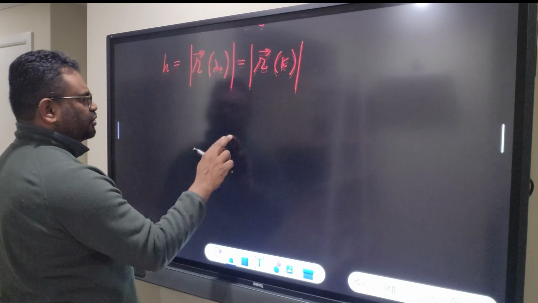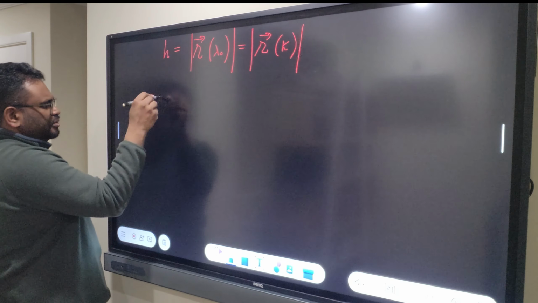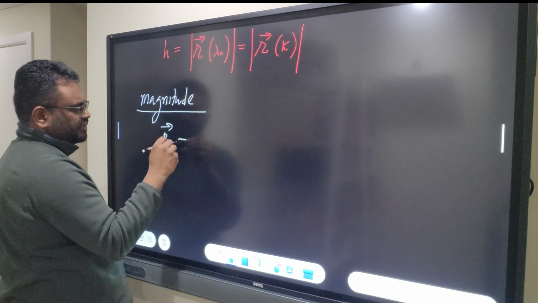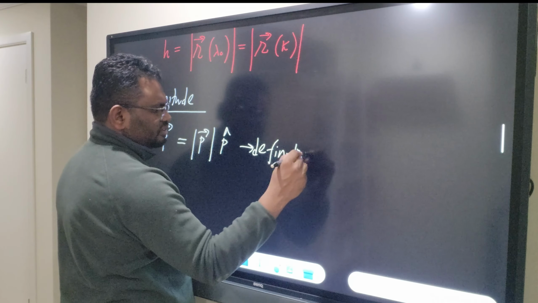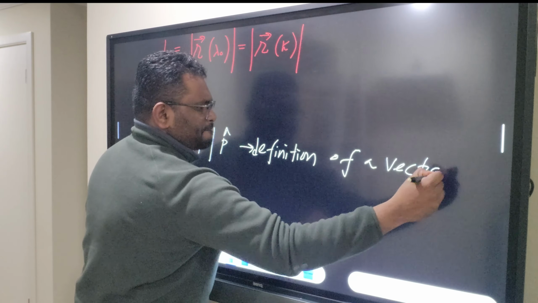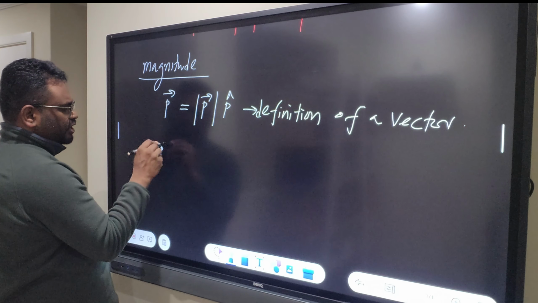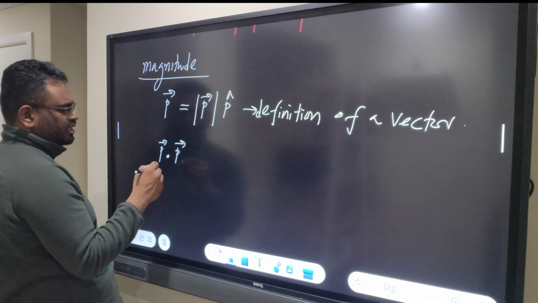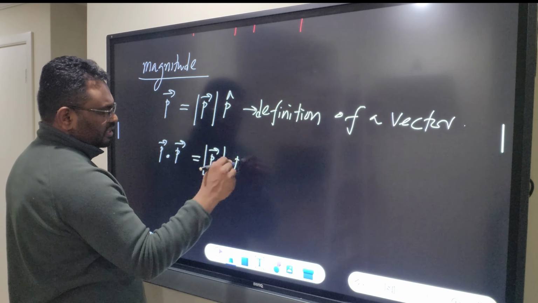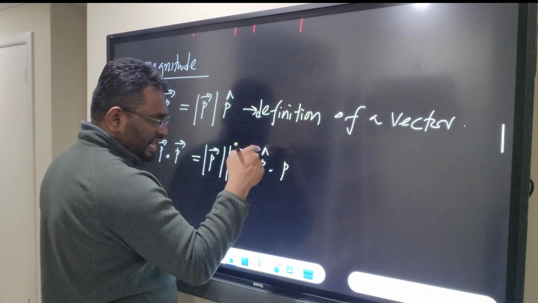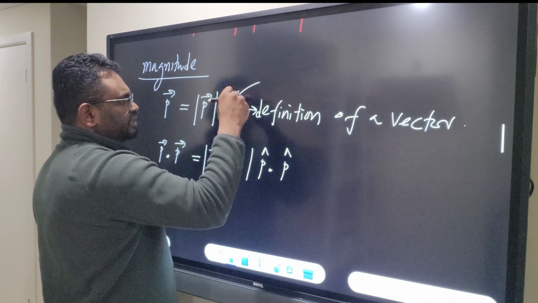So suppose you have a p vector. We're talking about the magnitude. The p vector is written, in general, as the p vector magnitude times p hat. This is the definition of a vector. So it will be pretty clear. Now, if you need to find the magnitude, we are going to use the dot product between p and p. So this is going to be p vector magnitude times p hat dot p vector magnitude times p hat. We know that p hat is a unit vector.